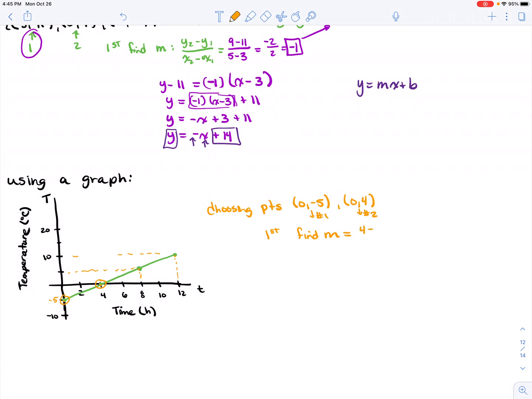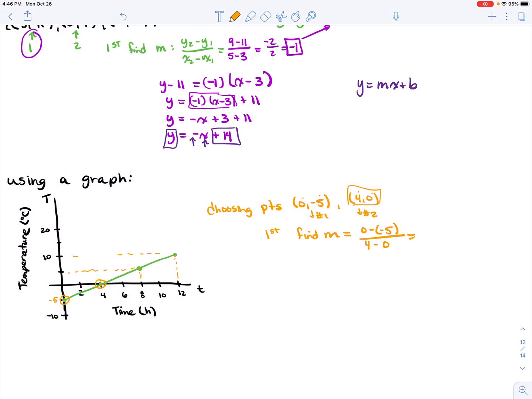So I have 4 minus minus 5 over, oops, I wrote this one wrong, so let's clean that up. That's why it looked a little odd. So we need to fix that. So let's fix this again. So we have 0 minus minus 5. Some of you might be going, what did she do? I just mixed up these points. This point here is 4, 0. So then I have 4 minus 0 on the bottom. So again, x2 minus x1, y2 minus y1.